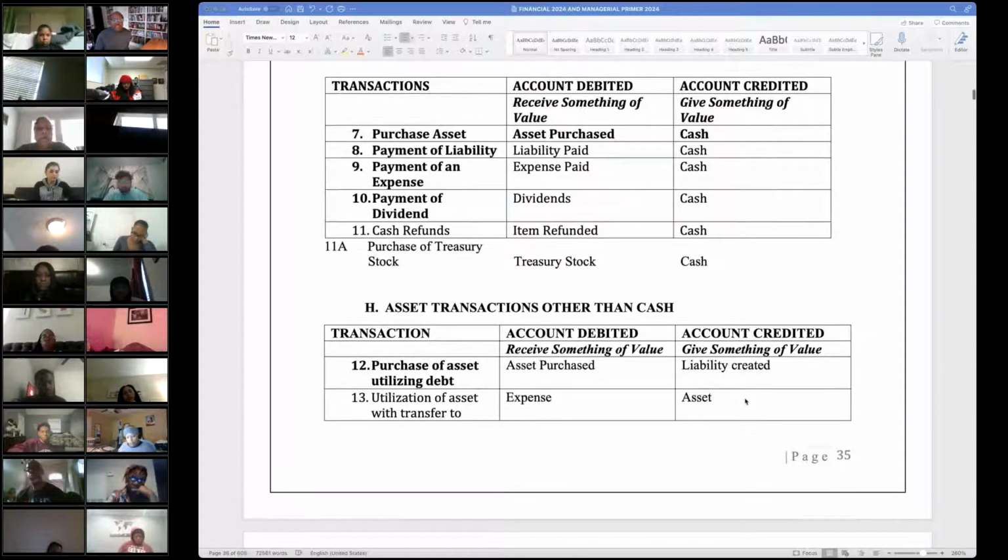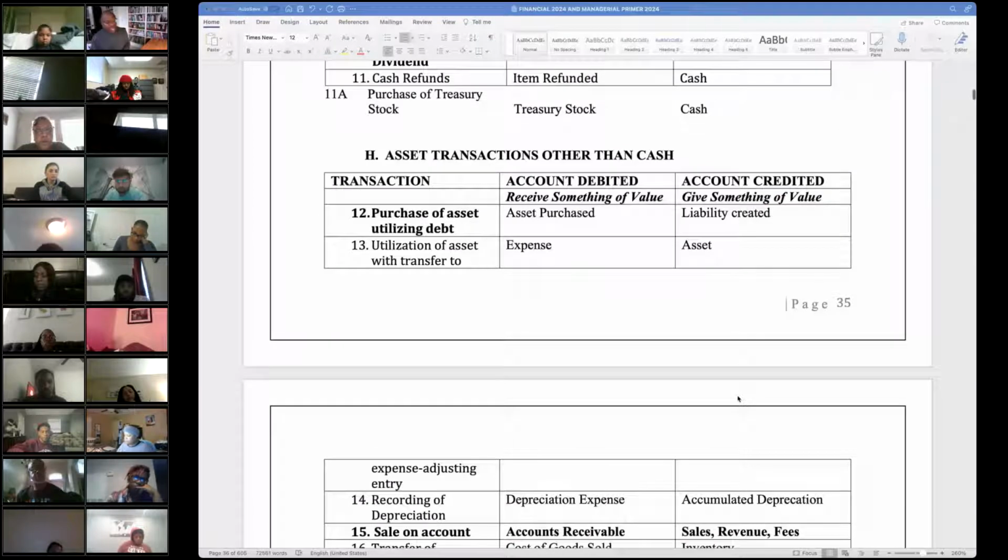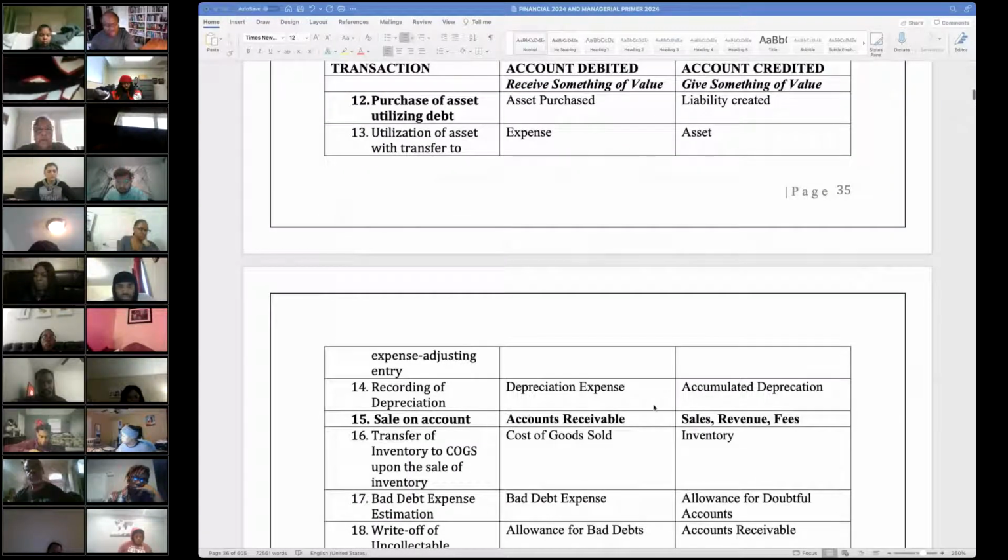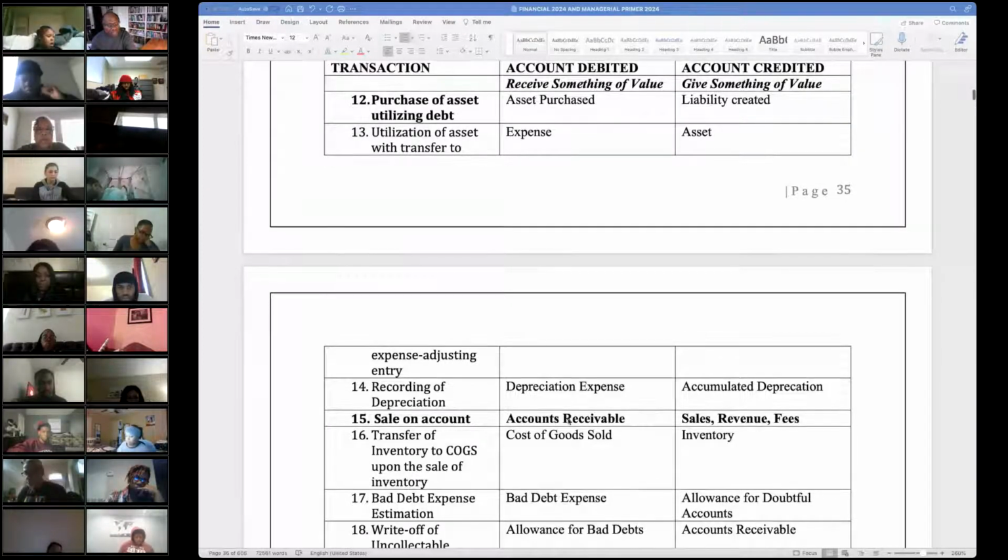The other one is 15, a sale on account. If you have a sale on account, that means you did the work, but you haven't been paid yet. So you have a receivable. A receivable is a good thing. You're going to get money in the future. And we're just going to say credit sales, but it's sales, revenue, fees, or whatever. We're crediting a revenue account. Those are all of the transaction types that you'll be identifying in these first 2 weeks.